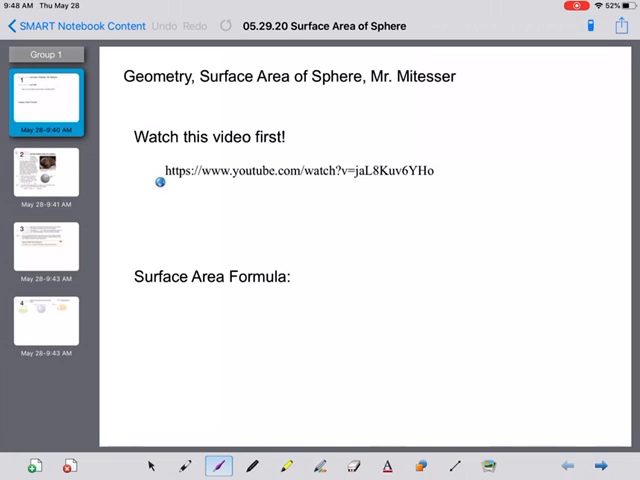So what you should have noticed was that by unpeeling the orange, it filled 4 circles, which means the surface area of a sphere is 4 times the area of the circle using the radius of the sphere, so 4 pi r squared. So that can go in your vocab list.